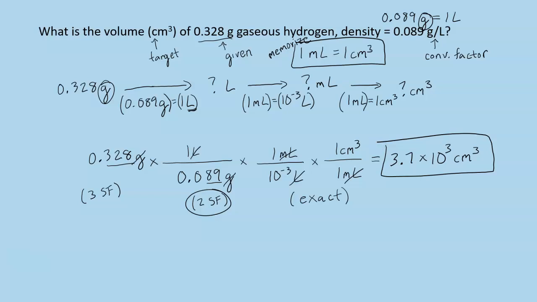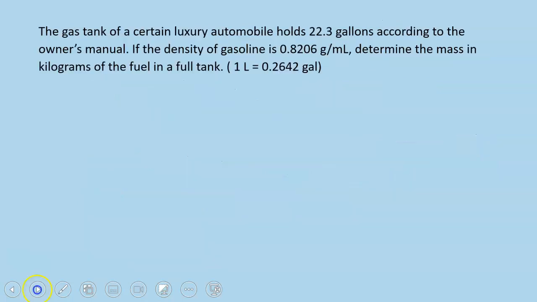Okay, let's go through one more density question. The question reads, the gas tank of a certain luxury automobile holds 22.3 gallons according to the owner's manual. If the density of gasoline is 0.8206 grams per milliliter, determine the mass in kilograms of the fuel in a fuel tank. Okay, so quite a bit of numbers, quite a bit of information.